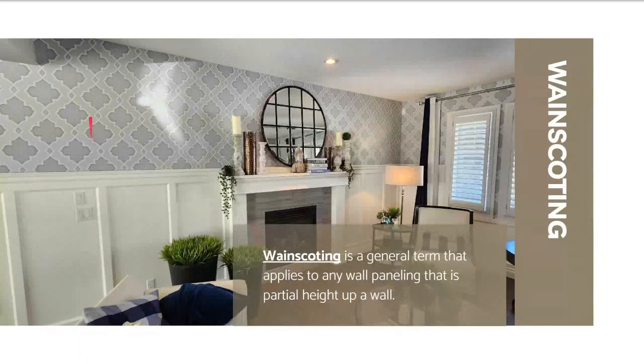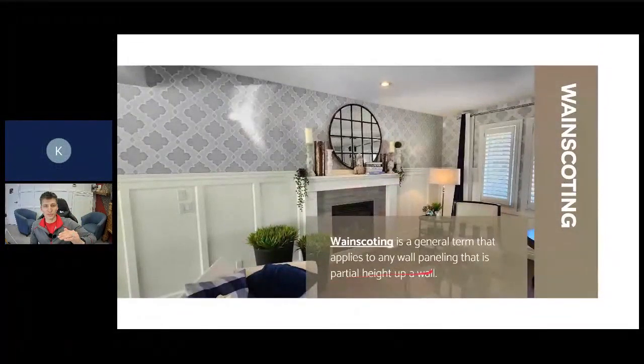So now we're going to go over some different styles of walls, different styles of wall paneling. So wainscoting is what you see here. It's a general term. This applies to any partial height wall paneling. So anything that's halfway up the wall, we're going to call that wainscoting. So the design could be different. We could have lots of different styles, but the main thing is that it doesn't go all the way up to the ceiling. That wouldn't be wainscoting anymore.